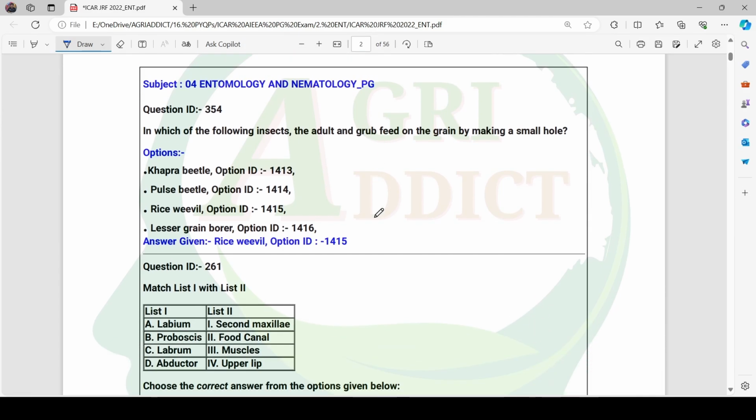So starting from the beginning, the first question is: in which of the following insects do the adult and grub feed on the grain by making small holes? By making small holes, you can understand that it will be a pest of stored products or stored grains. There are several pests like khapra beetle, pulse beetle, rice weevil, and lesser grain borer. And small holes are actually made by the khapra beetle, that is Trogoderma granarium.